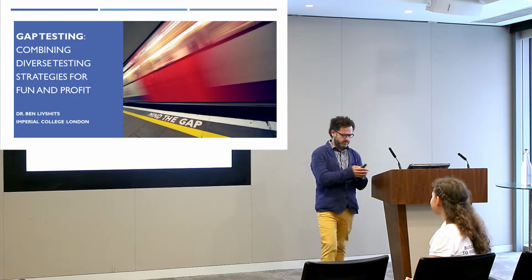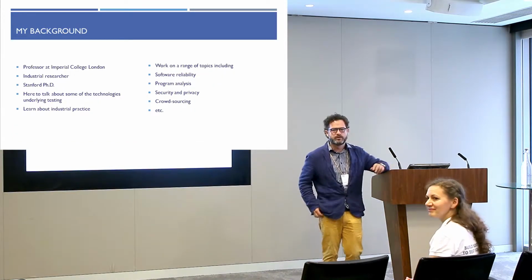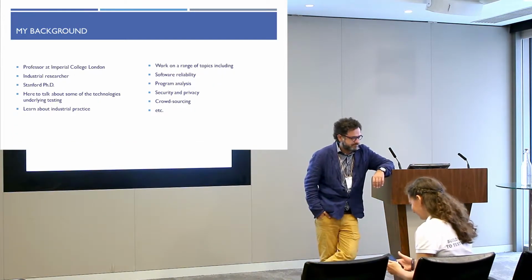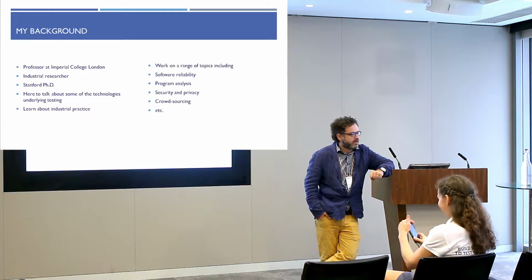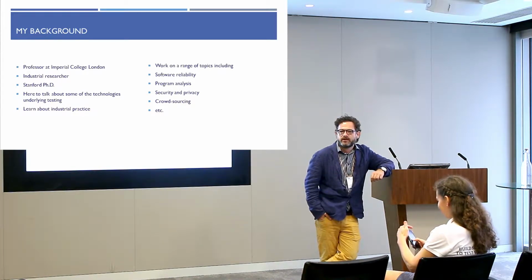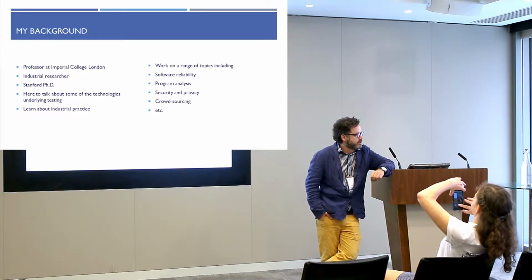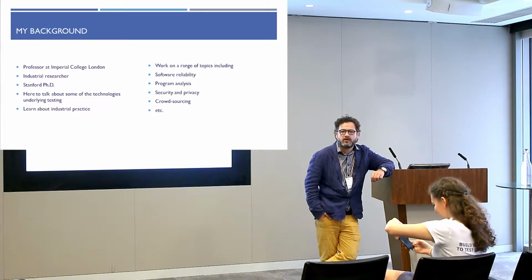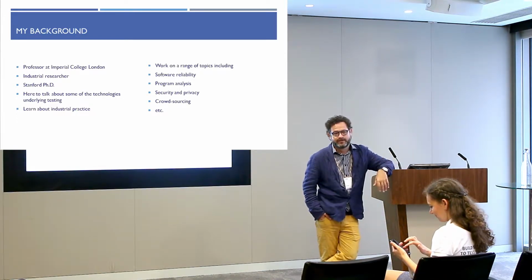So let me tell you something about myself. I work at Imperial College, which is not so far from here, just about 4 miles away, let's say. For many years, I worked in the industry. I worked for Microsoft Research in Seattle, and I got my PhD from Stanford. I worked on quite a number of things, but most of them are related to software reliability. So reliability, robustness, as well as security, privacy, all of those topics are mine in a certain sense.